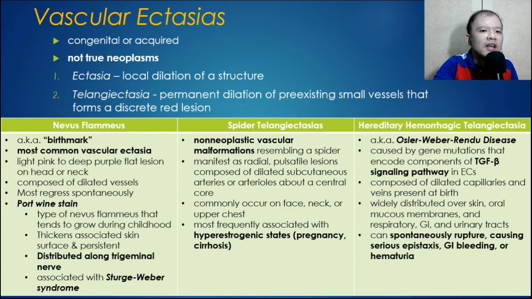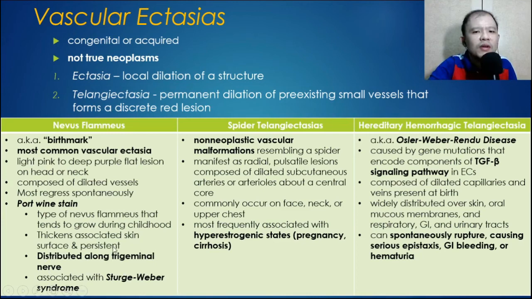What are the examples? Nevus flammeus, which is a birthmark, which presents with a light pink or deep purple flat lesion. One example is a port wine stain in an infant, which is distributed along the trigeminal nerve, associated with Sturge-Weber syndrome. Next, we have spider telangiectasia.